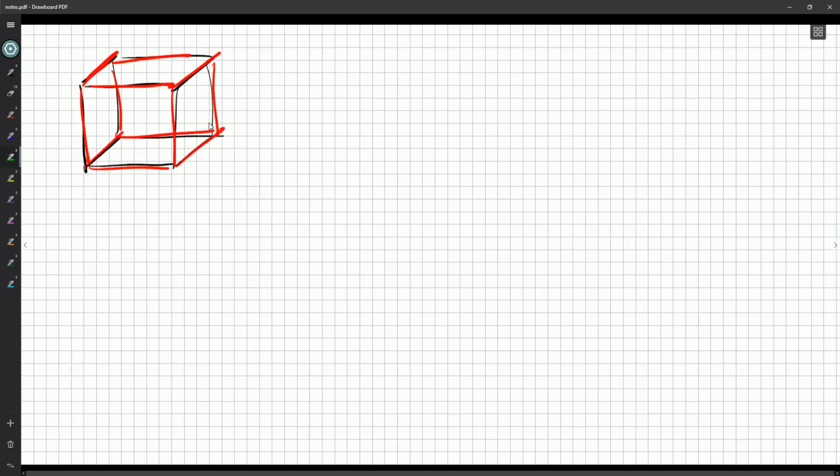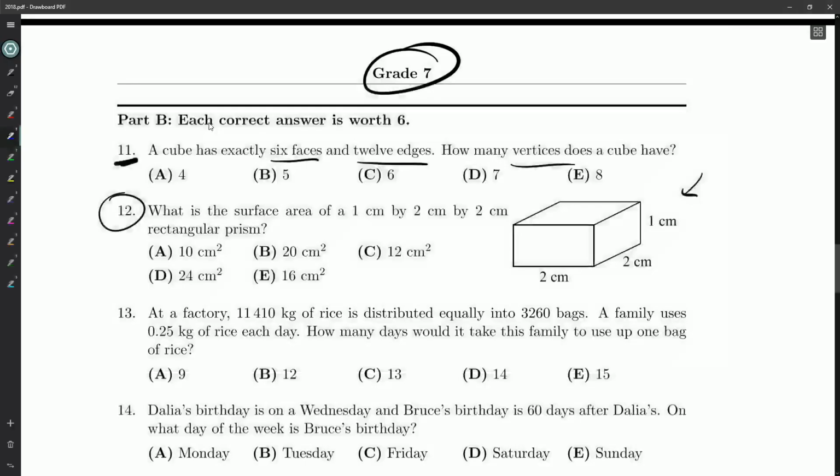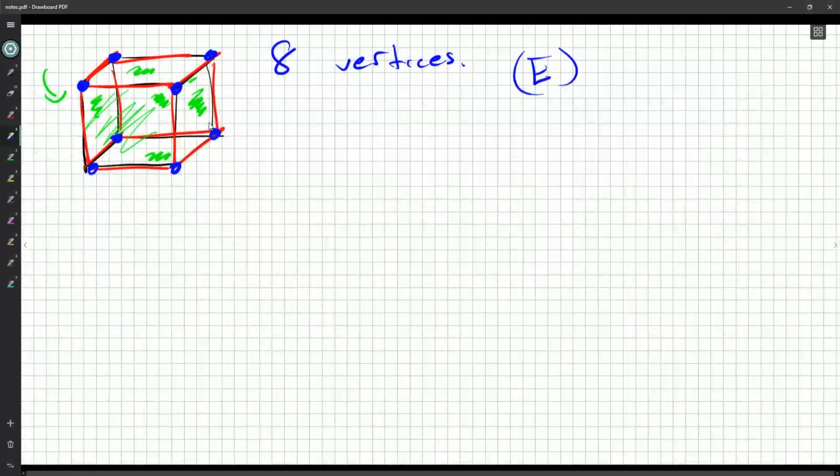And we could count faces: this face back here, this face on top, the face back here, the face on the side here, the face on the bottom, and then of course the front. That would work fine as well. So we do really have 6 faces, but we're asked about the vertices, the corners. So 1, 2, 3, 4, 5, 6, 7, 8. So the answer is 8 vertices. We can figure that out just by quickly drawing a picture. The answer is E.